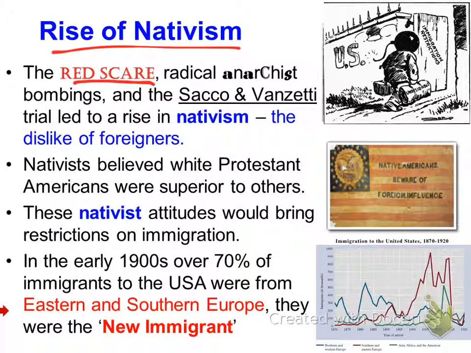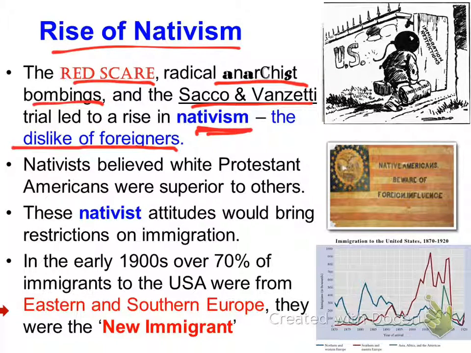And you have some images here we'll take a look at in a few moments. Radical anarchists. So, the rise of nativism. We have the Red Scare. We have radical anarchists. We have bombings by those radical anarchists. We have Sacco and Vanzetti. All these things led to the rise of nativism, a dislike of foreigners.